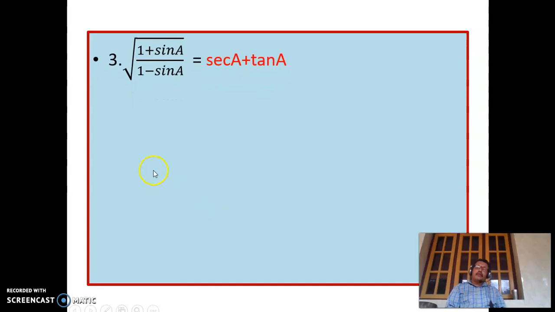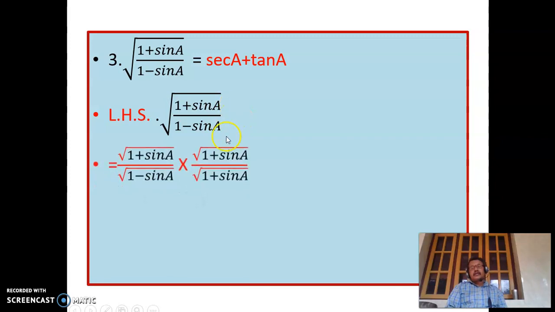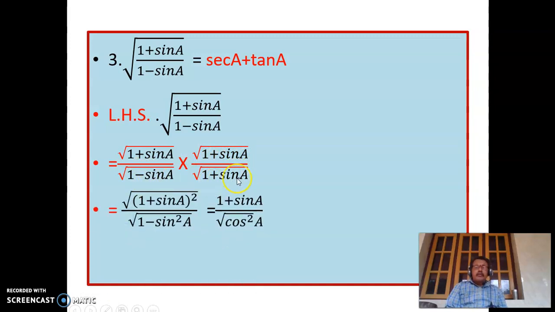So one more problem: square root of (1 plus sin A) by (1 minus sin A) equals secant A plus tan A. So here we multiply by root 1 minus sin A, root 1 minus sin A, if it is 1 plus sin A. But here 1 minus sin A is in the denominator, so multiply by root 1 plus sin A, root 1 plus sin A, because we want this in the form of A squared minus B squared. Then cancelling this root is easy.